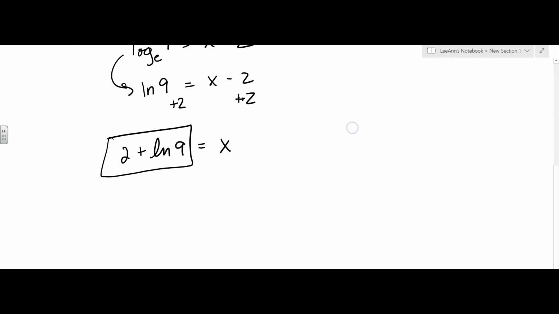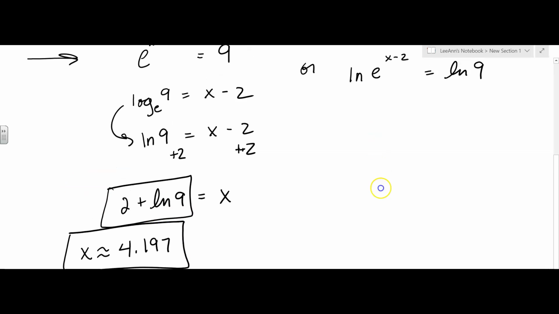Let's do a decimal approximation. So I can go turn on my calculator, clear 2 plus, and then I got to use my natural log button, natural log 9, and what do I get? 4.197. So x is approximately equal to 4.197.